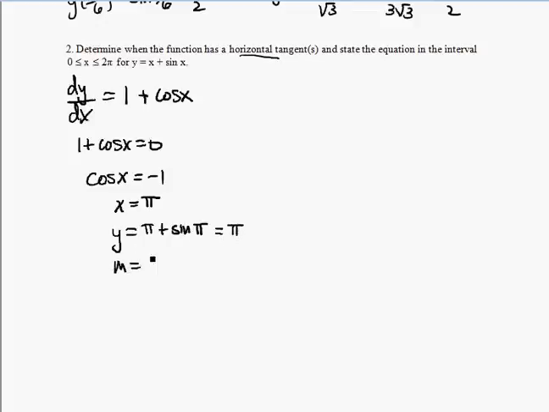And our slope value, well, since it's horizontal, our slope value is 0. So using point slope, we get y minus pi equals 0 times x minus pi. So this is gone, so you just move the pi over, you get y equals pi.